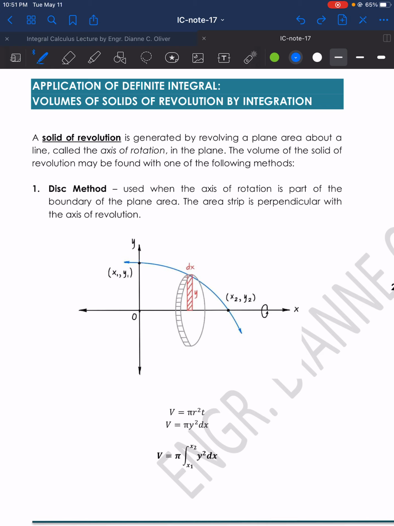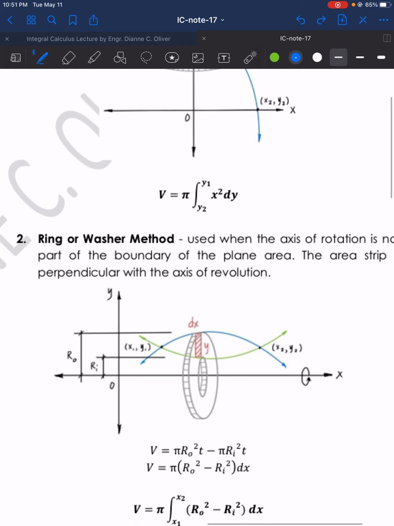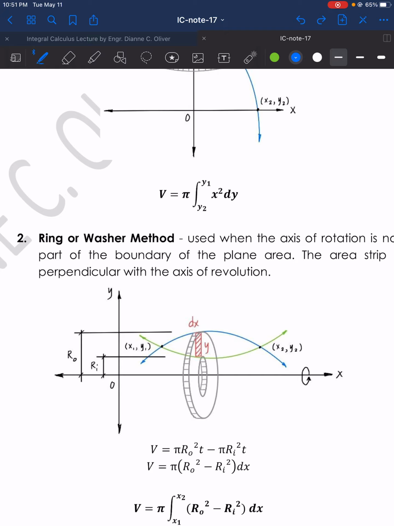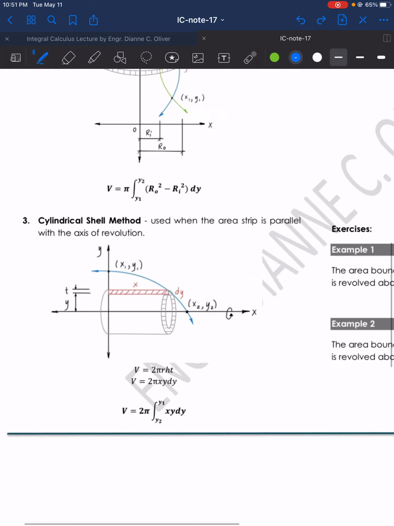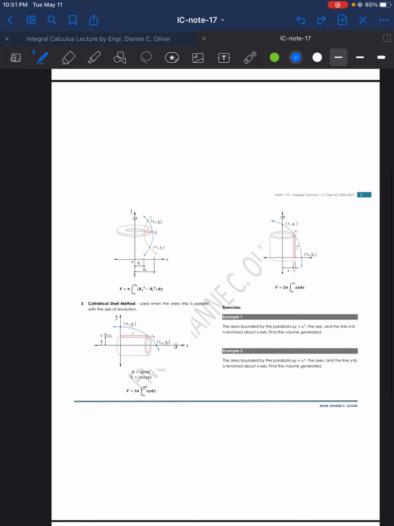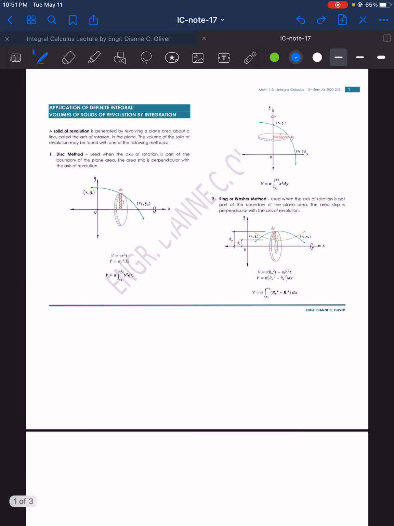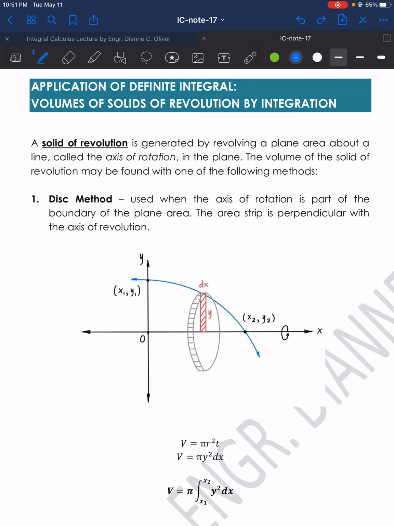Number 1, we have the disk method. Number 2, we have the ring or the washer method. Number 3, we have the cylindrical shell method. So we will discuss how these three methods differ from one another. So let's take the first one. We have the disk method.